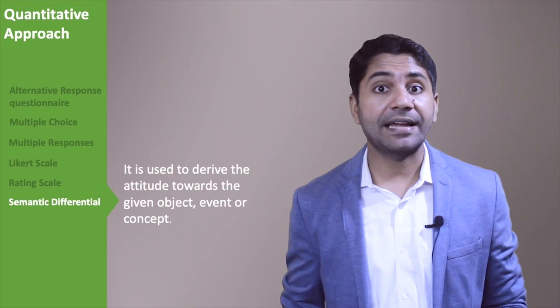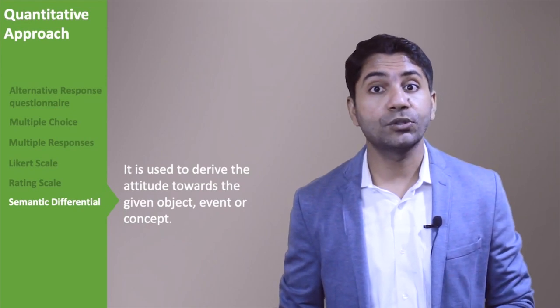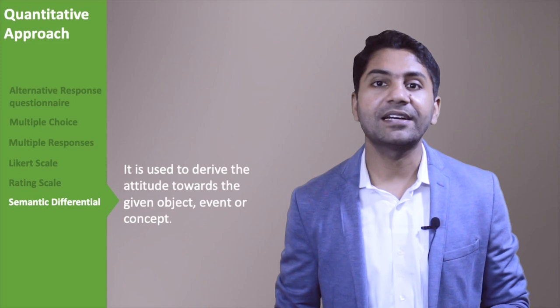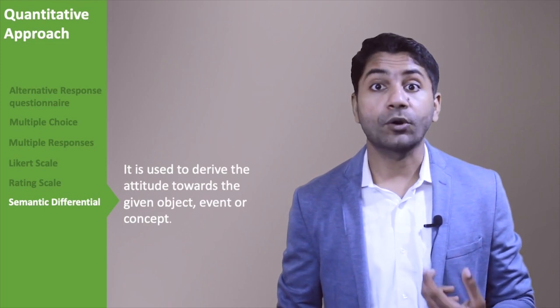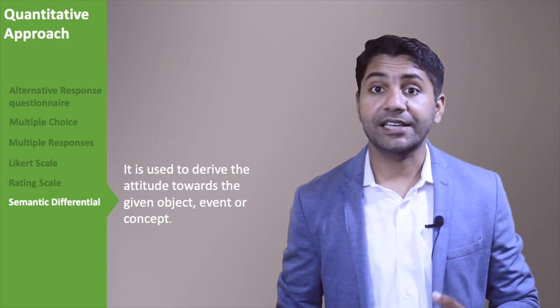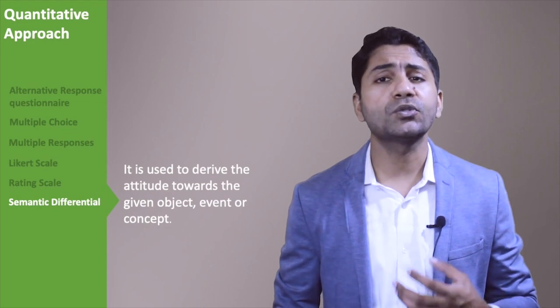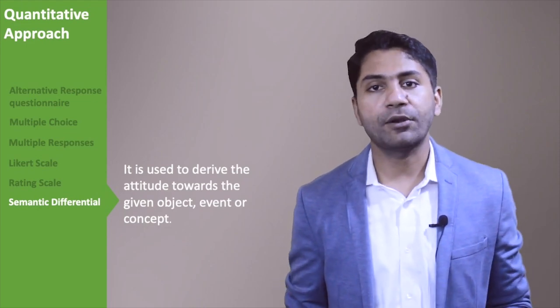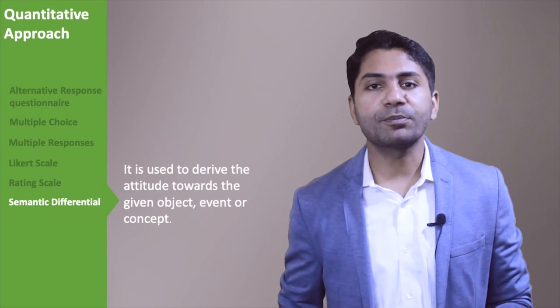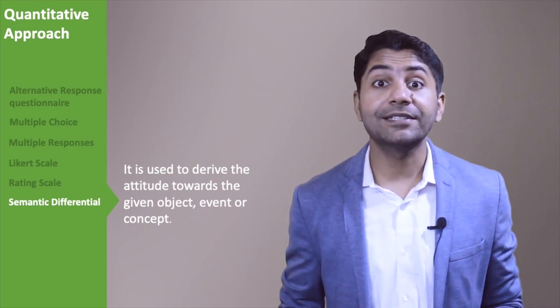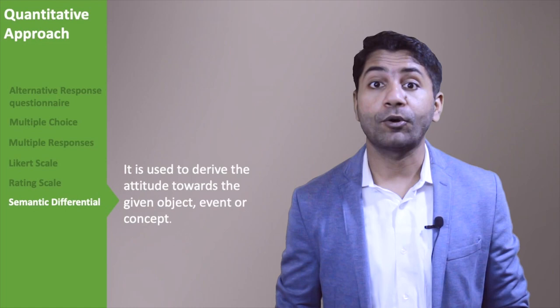The sixth one is the semantic differential. It is used to derive the attitude towards the given object, event, or concept. The semantic differential scale asks the respondent to choose a word that describes the level of satisfaction. The choice provided will be between two opposite terms, such as great fun or boring.